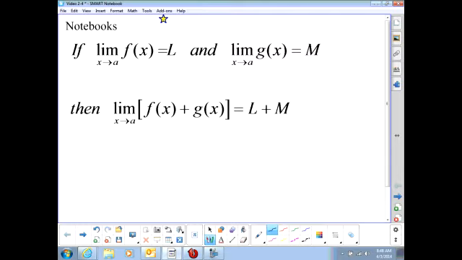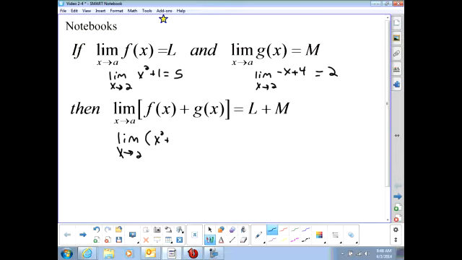added together. So for example, if our limit as x approaches 2 of x squared plus 1 ends up equaling 5, and our limit as x approaches 2 of, say, negative x plus 4 ends up equaling 2, what our theorem is saying is if we take the limit as x approaches 2 of x squared plus 1 plus negative x plus 4, that should just end up equaling 5 plus 2, which is 7.